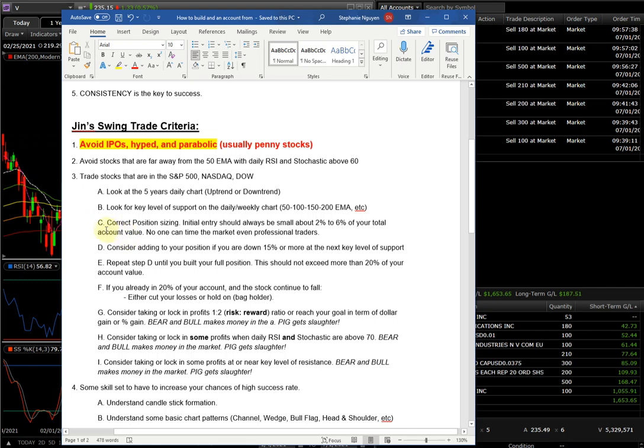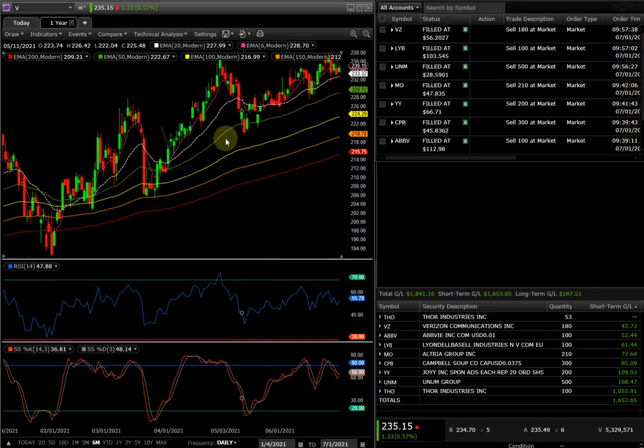C. Correct position sizing. Initial entry should always be small, about 2 to 6% of your total account value. No one can time the market, even professional traders. What I mean by that is, let's say you want to buy Visa. If you really want to buy Visa at this price right now, as I'm recording this video at $235, please buy it small. Don't buy a huge position. Let's say your account is 10,000. Don't go in all 10,000, or don't go in 5,000, like 50% of your account.